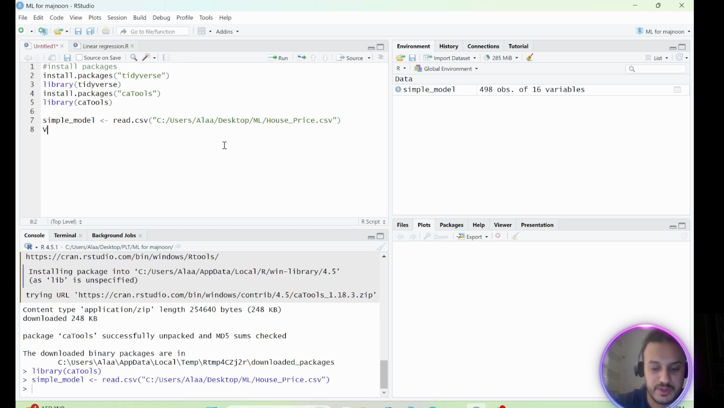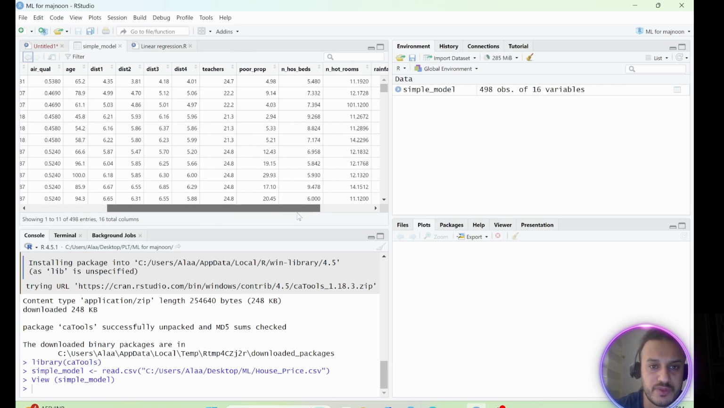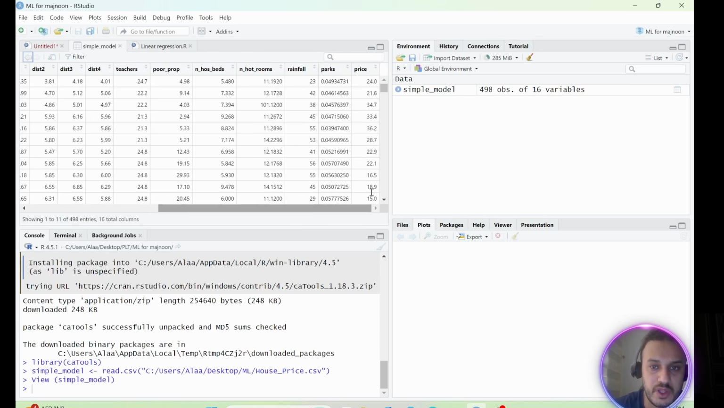That's going to view our data. So View has to be capital, symbol_model, and then capital Enter. So I have my data: room number, crime rate, residual area, this air quarter, this is age, distance 1, distance 2, 3, 4, teachers, until I have the price.